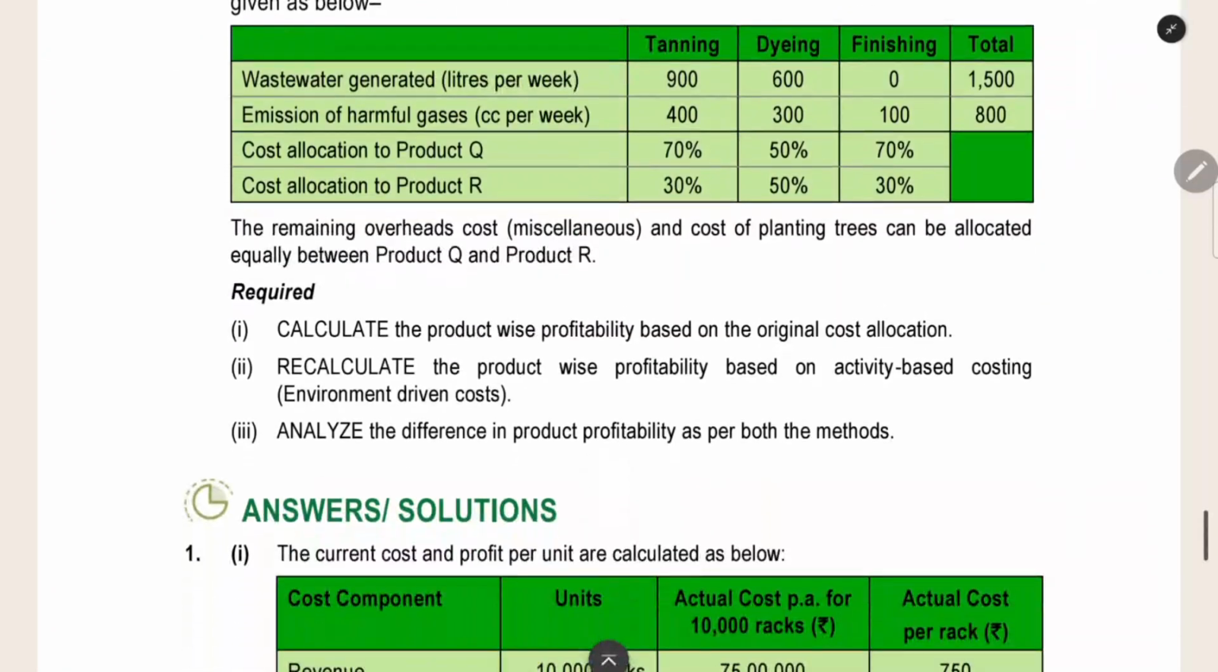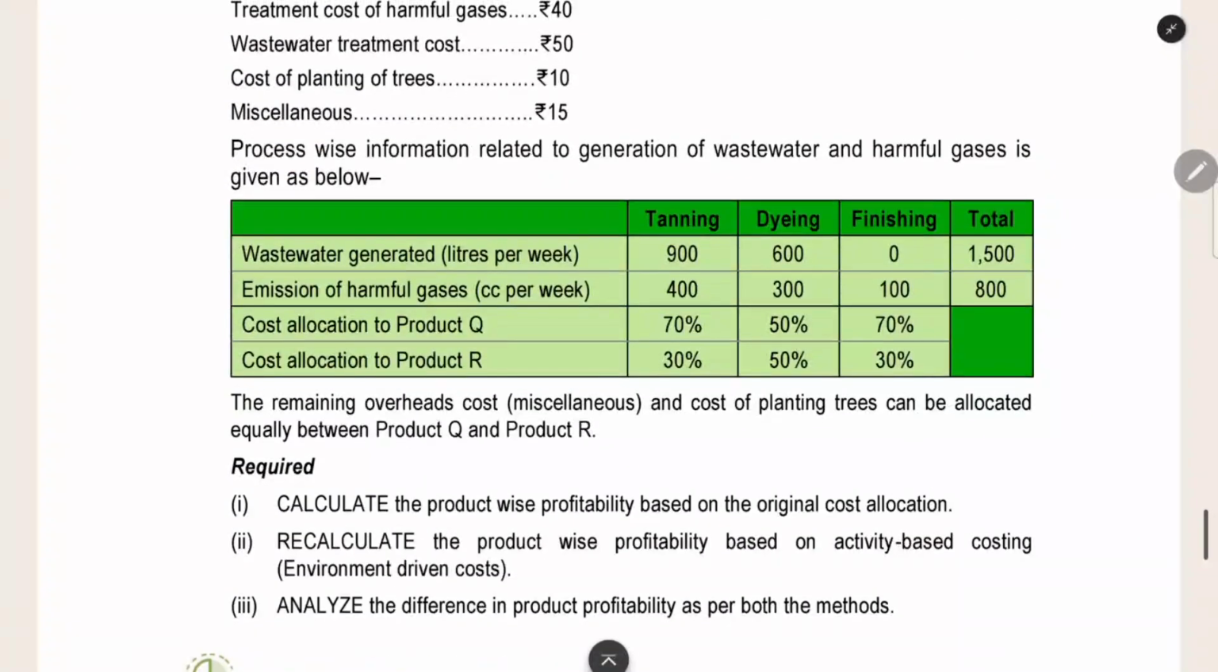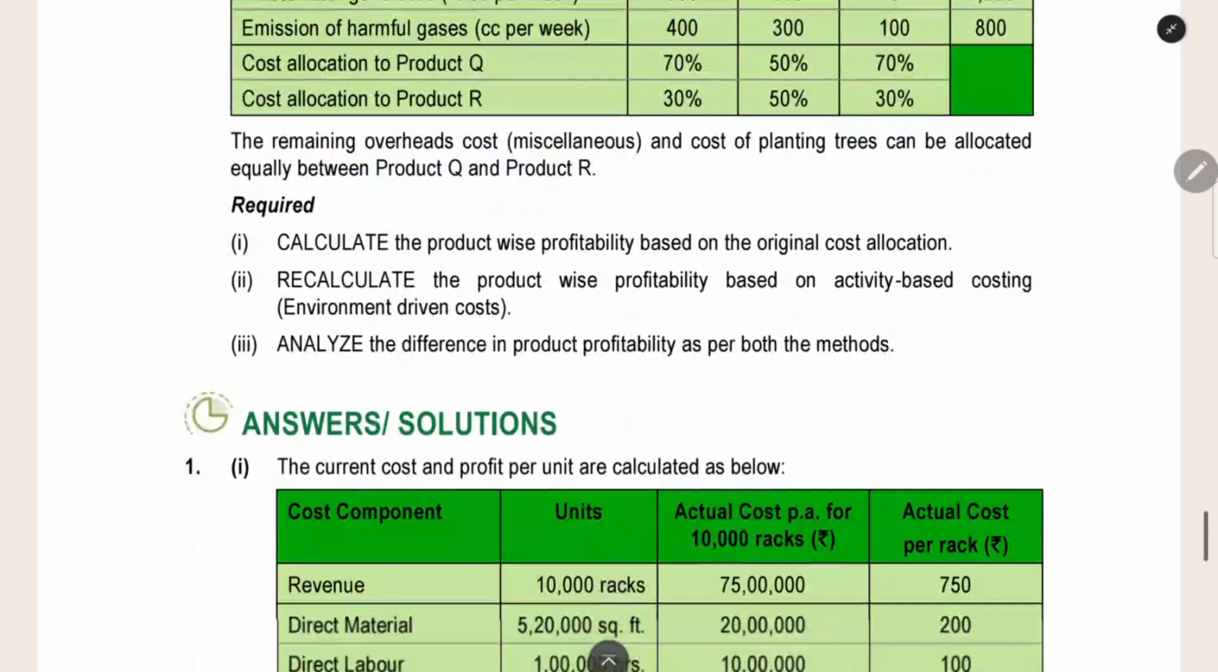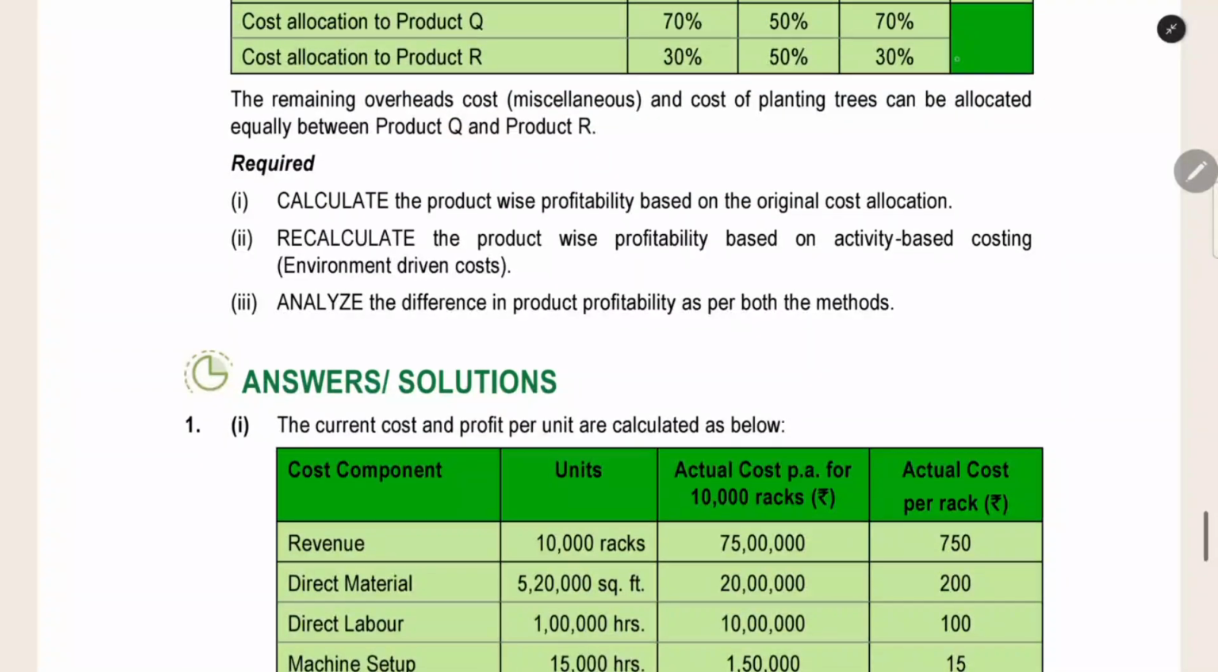Based on original cost allocation means they are asking as per the blanket rate of 115. By using this, how much profitability are we getting, product-wise, they are asking. And then for activity based, by allocating the 115 rupees of general overhead into these activities also, we are getting one profit. How much is that profit? That is also they are asking. And then in the third subdivision, what is the difference in profitability between these two? That is also they are asking. Now we can see the solution.